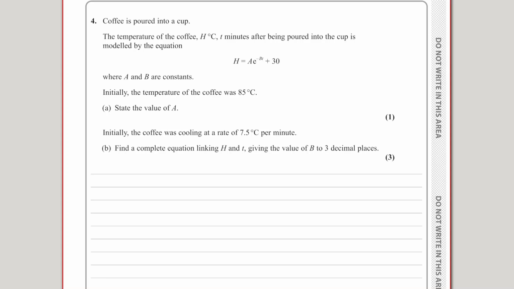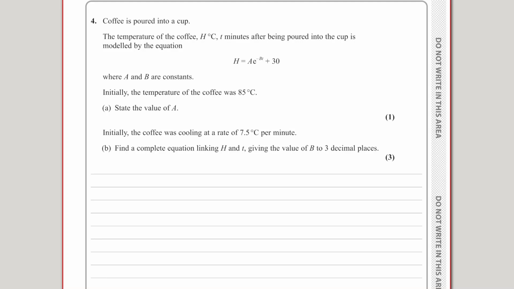Coffee is poured into a cup. The temperature of the coffee, H degrees Celsius, T minutes after being poured into the cup, is modelled by the equation H equals A E to the power of minus BT plus 30, where A and B are constants. Initially, the temperature of the coffee was 85 degrees Celsius. State the value of A.